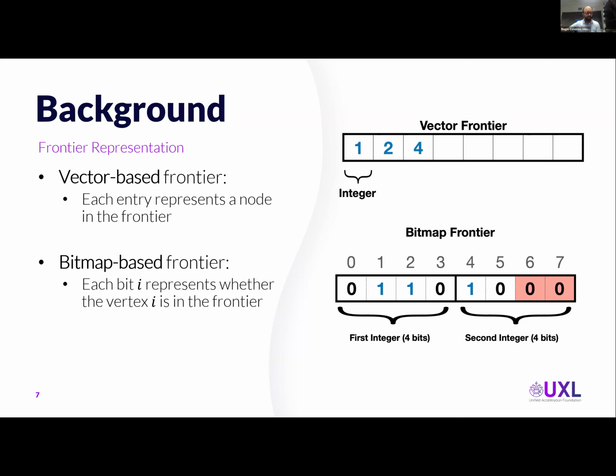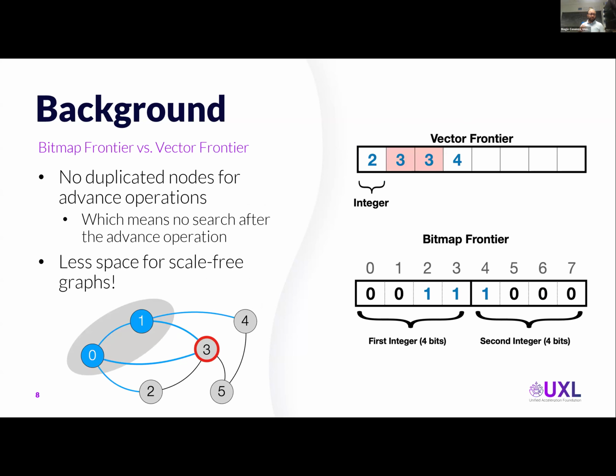So if it's 1, is it on the frontier? If it is 0, it is not. So those are two commonly used representations. There are pros and cons for both representations.